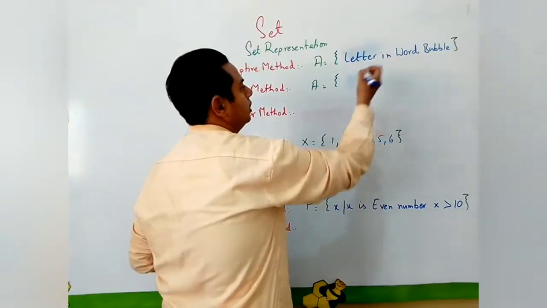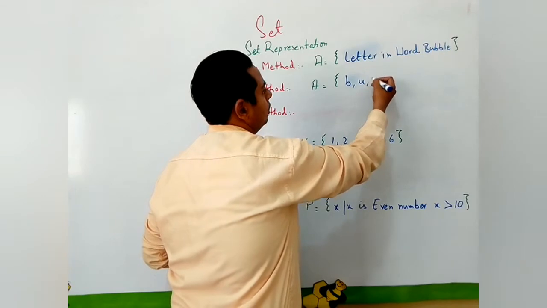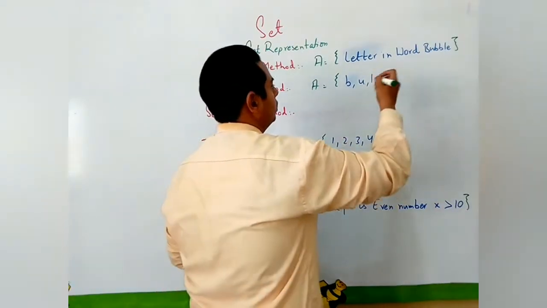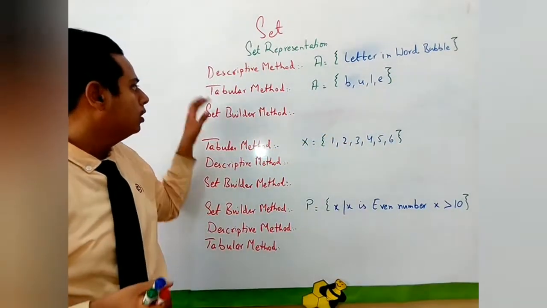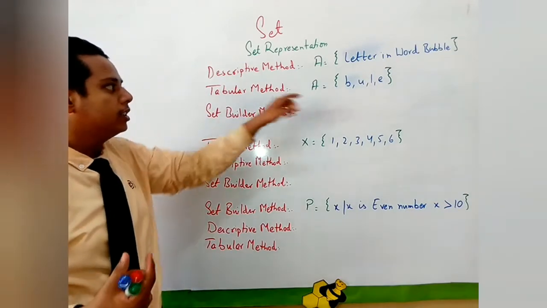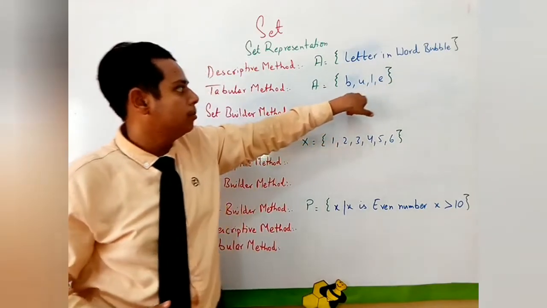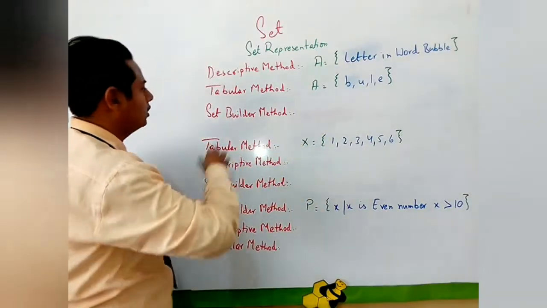B is there in there. U, L and E means the letters of the word bubble. In the tabular form we will just simply write the elements. हम tabular form में क्या करते हैं, simply elements लिख देते हैं. तो bubble के अंदर कौन कौन से letters थे? B, U, L, E.